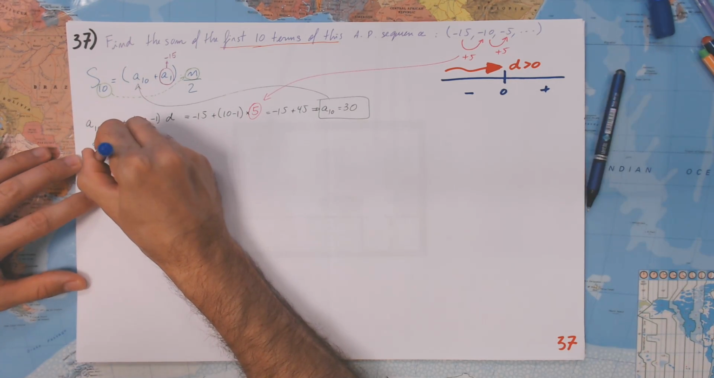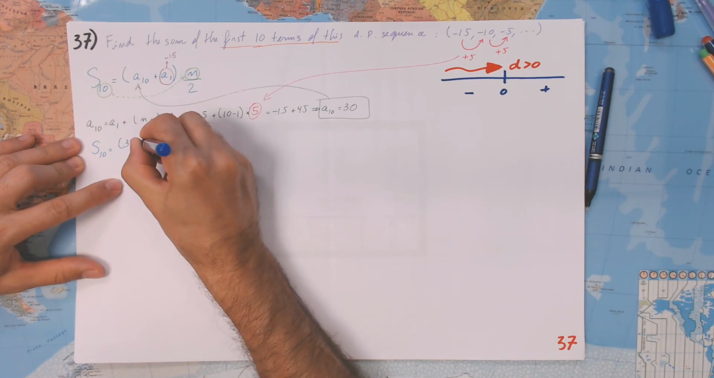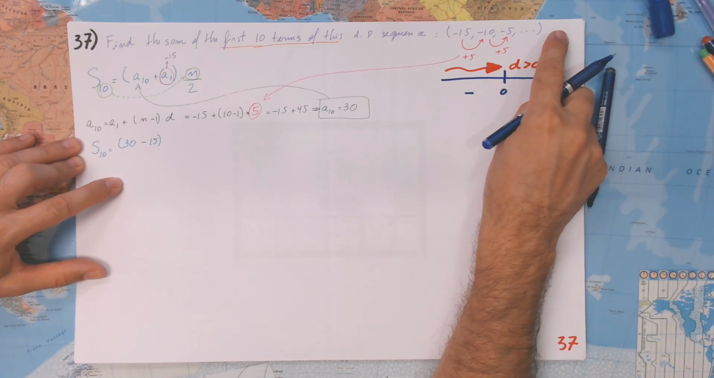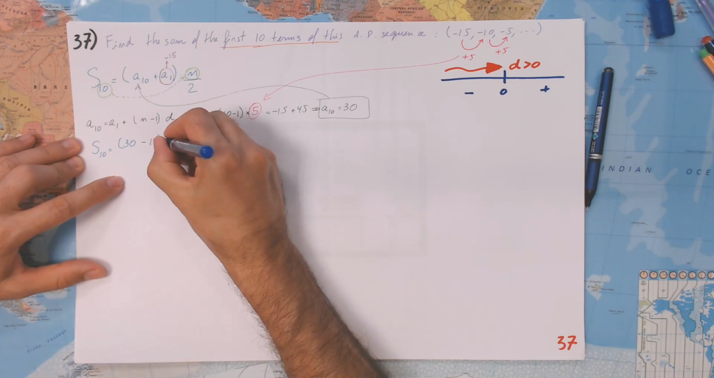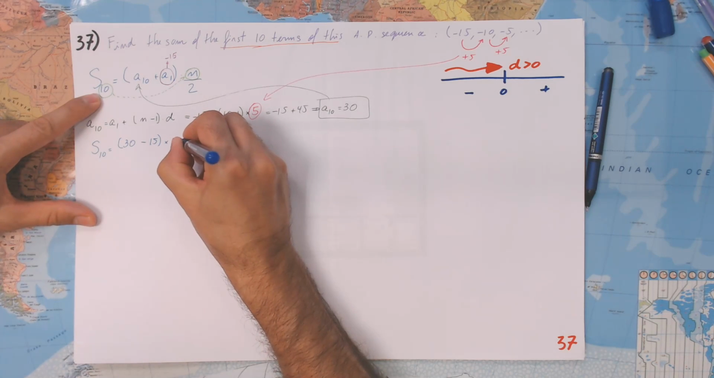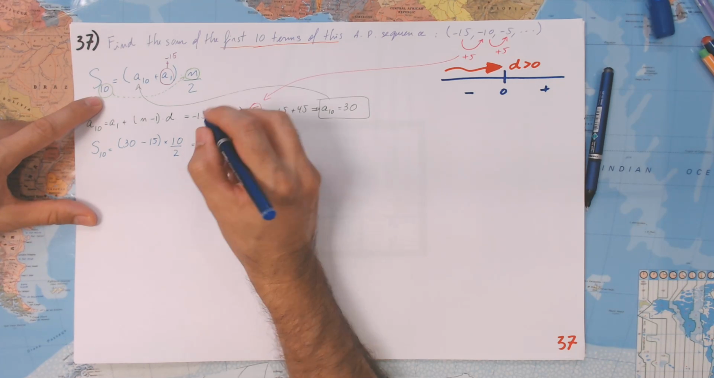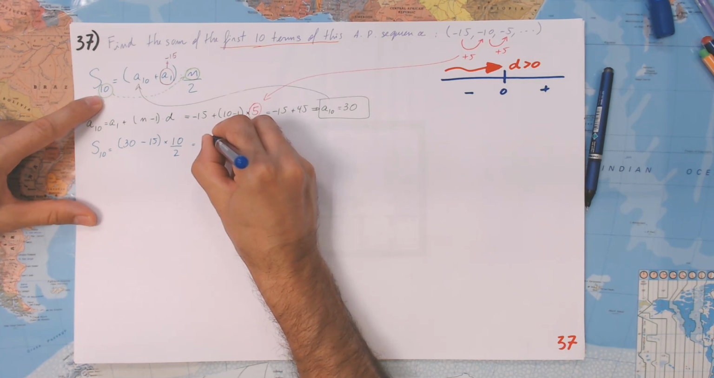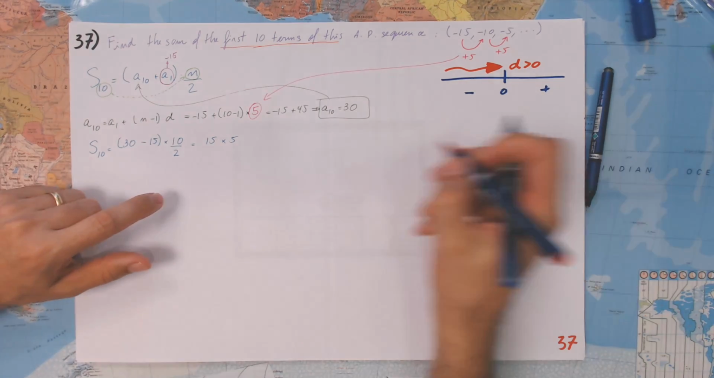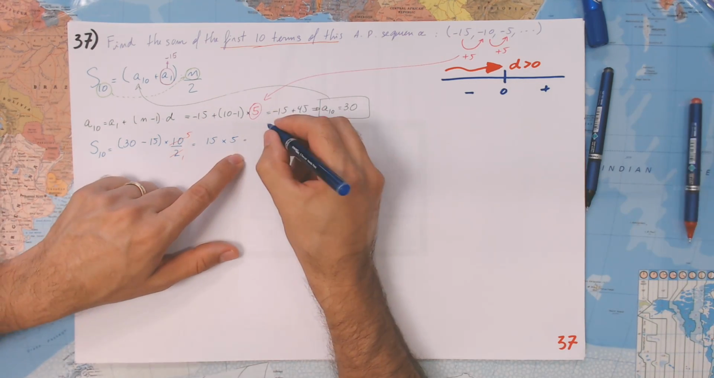So S10 is going to be a10, which we just got, 30, minus 15, a1, the first term. The 10th term plus the first one multiplied by n, which is, we are summing up the 10 first terms, divided by 2. And what is that? This is just 15 times 5, because we just cancel 10 with the 2. This is 5, 1. And this is 50 plus 25. This is 75.